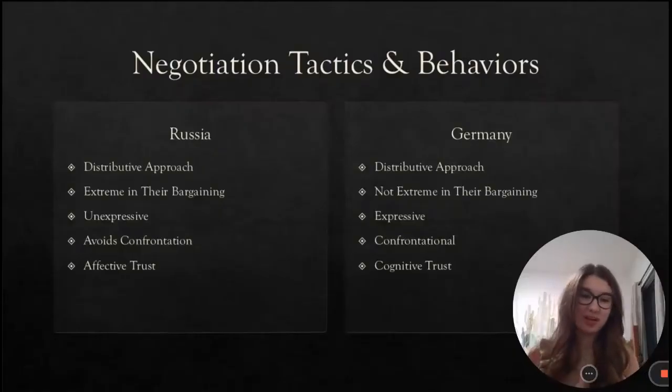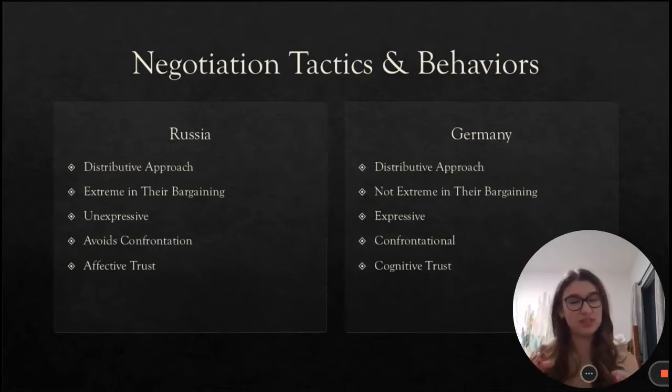Okay, so now we're going to talk about the negotiation tactics and behaviors that we can see between Russia and Germany in the video that we just watched. Russia and Germany both share that they're distributive in their approach to this negotiation because they have two different goals. Russia is trying to gain more power in Europe, while Germany is trying to avoid Russia gaining any more power than it already has. The rest of their tactics and behaviors differ completely.